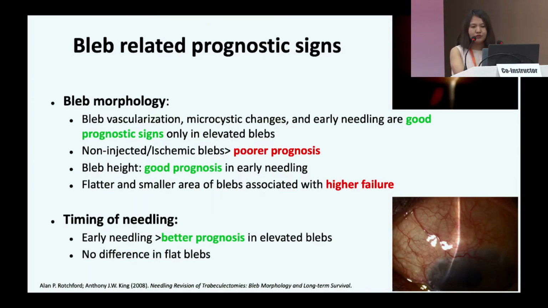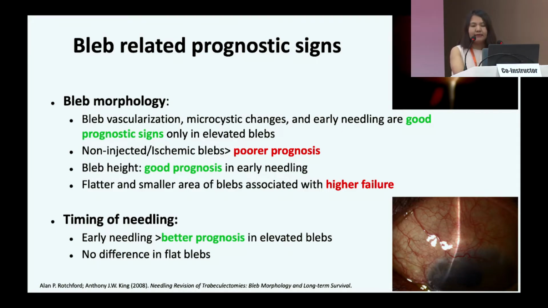So coming to the morphology of the bleb, that will give us a few clues whether the surgery is going to succeed or not. Bleb vascularization, microcystic changes, and timing of needling are considered to be good prognostic signs only in elevated blebs, but not in all cases. This is correlated by the fact that having these characteristics of vascularization and some microcystic changes shows that the remodeling phase of the primary trabeculectomy is still going on, and there is scope of further improving the outcomes. Other cases like non-injected or ischemic blebs carry a poorer prognosis.